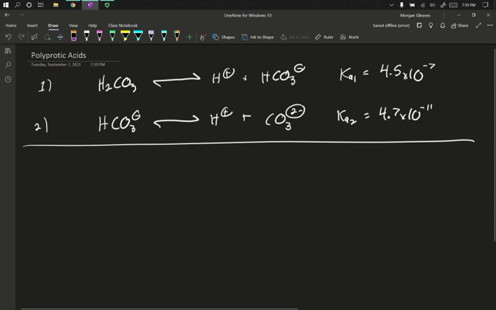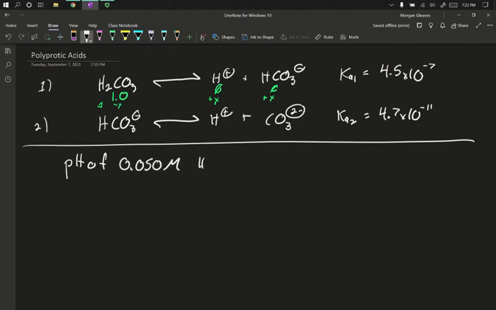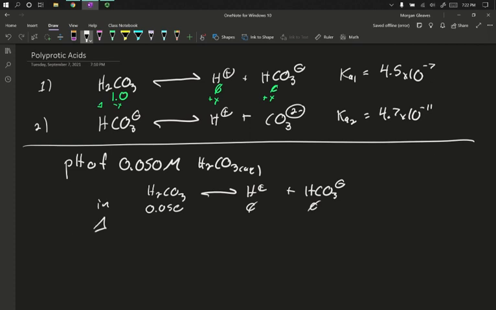Let's look at that a little deeper. Let's find the pH of a 0.050 molar H2CO3 solution. I'm going to have my carbonic acid in equilibrium with H plus and bicarbonate. There are going to be some initial values, 0.050, and we start with none of the other materials. We're just putting in the weak acid. There's going to be some change. We're going to lose some weak acid and gain some products, and we'll eventually reach equilibrium.